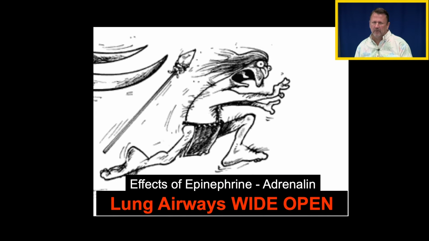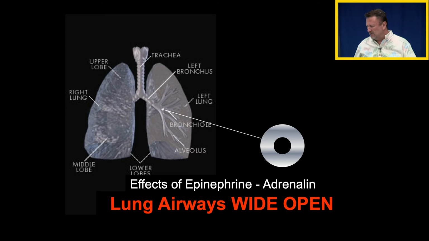All right, the lung airways are wide open. Why? Because he needs to ventilate better, because he needs more metabolism. He's consuming an enormous amount of oxygen to support all that muscle work, so he needs to ventilate. He needs to ventilate well. And so notice epinephrine is a bronchodilator, vasoconstrictor, bronchodilator. All right, so don't confuse those things.